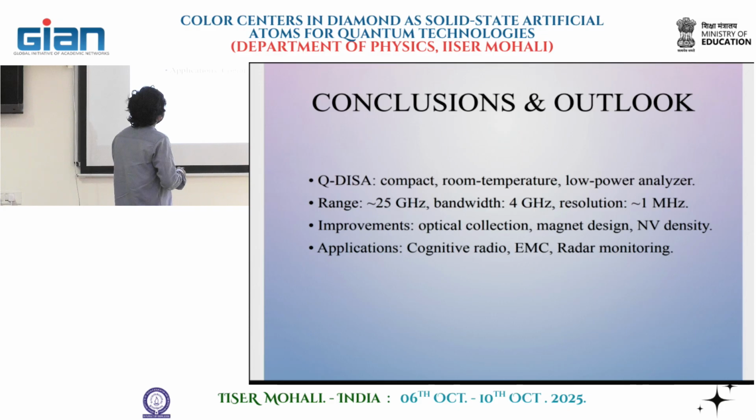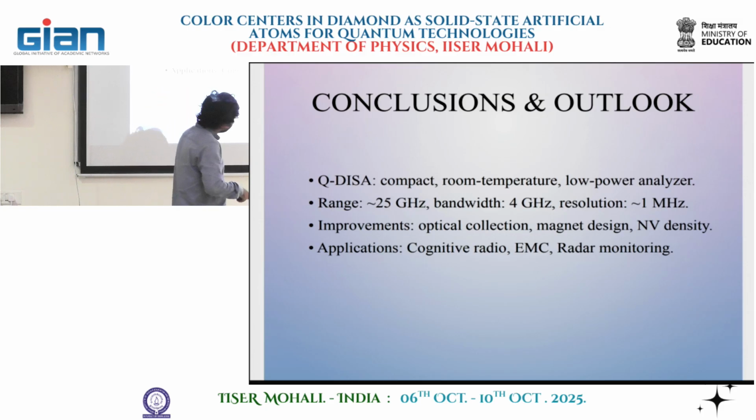Now the range: in the paper it shows 25 gigahertz, but it can go beyond that. People are also trying to use multi frequency microwave signals, in which case they can go up to many fold of this gigahertz range. Bandwidth is 4 gigahertz, and the resolution is typically 1 megahertz, limited again by the camera.